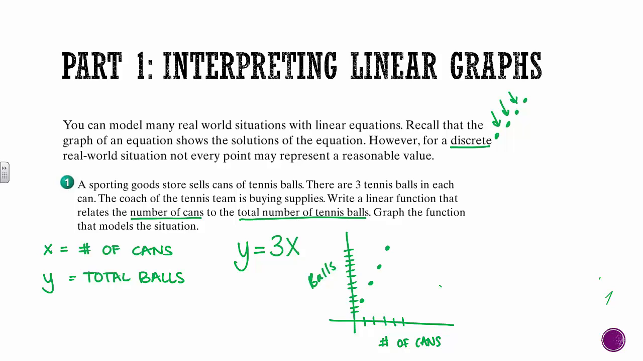Now usually we would draw this, we would connect the dots, we would be done. But think about this problem. It doesn't make sense to buy like a half of a can. We can't come in right here and figure out how many tennis balls that would be because it's impossible for us to do that. So we're going to leave this as just random dots on here because this is discrete. It doesn't make sense to have stuff in between.